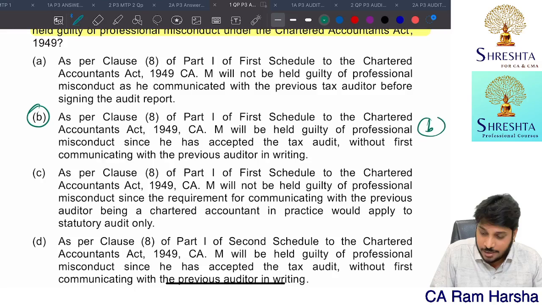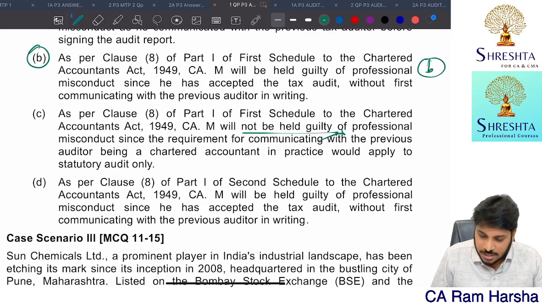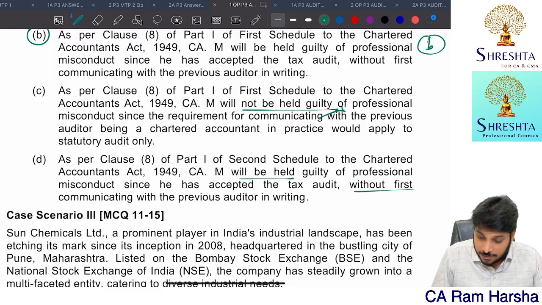Exactly. The answer is B. Let us see here. "Not be guilty", that's the wrong answer. "Will be guilty without first communicating." He has accepted the tax audit.